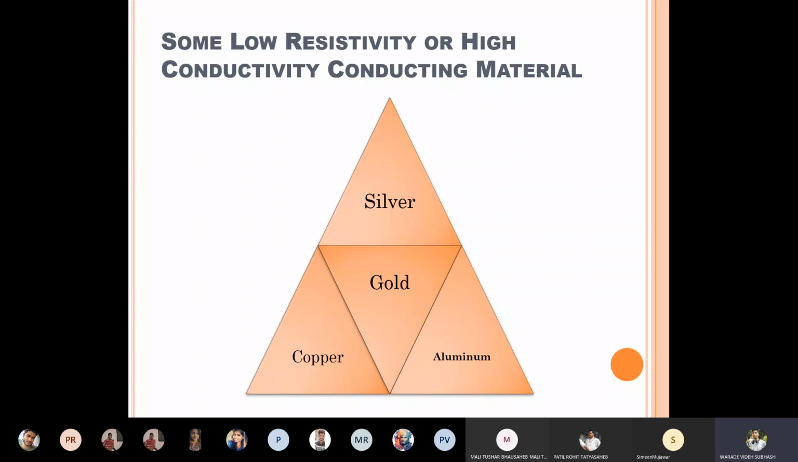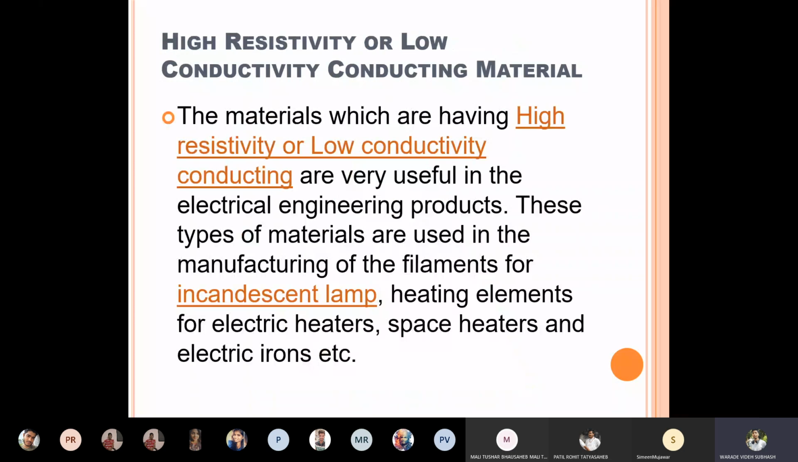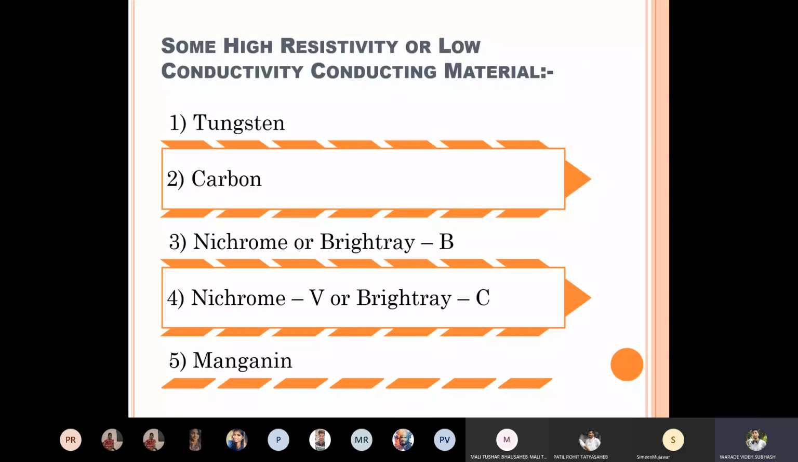So what are high resistivity conducting materials? The materials which have high resistivity or low conductivity are useful in electrical engineering products. These materials are used in manufacturing filaments for incandescent lamps, heating elements for electrical heaters, space heaters, and electric irons. High resistivity materials are tungsten, carbon, nichrome and manganese. Tungsten is seen in every lamp; we have seen it in our houses. Every bulb has tungsten.